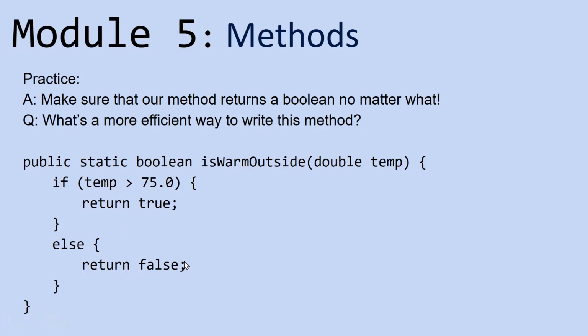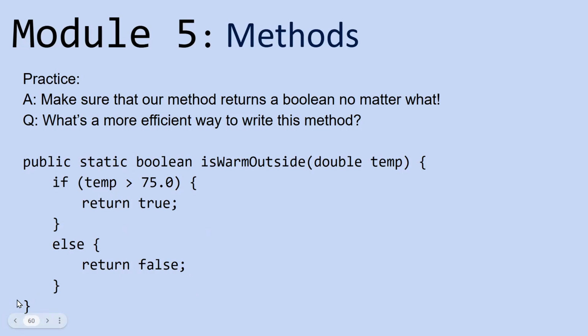So no matter what, either this if statement will be true and our method returns true, otherwise it'll return false. Note that this would not work if we had an else if and we returned false in the else if. Then it would look to Java like there's a situation in which we wouldn't return a value.